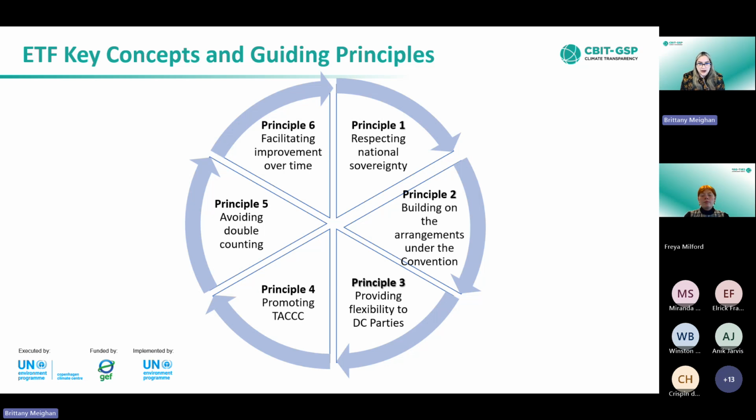Another important principle that carries forward from the convention, promoting these TACC principles. So these are transparency, accuracy, comparability, consistency, and completeness. Avoiding double counting, very important, and this is referring to emissions. So by all costs, avoiding double counting in emissions, and then facilitating improvement over time. So these are the core principles of the ETF. The third C was completeness. That's the one I missed.